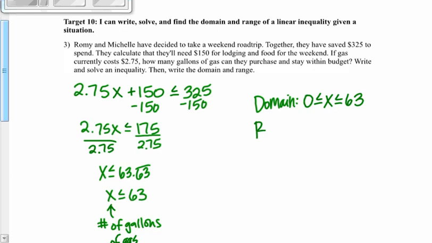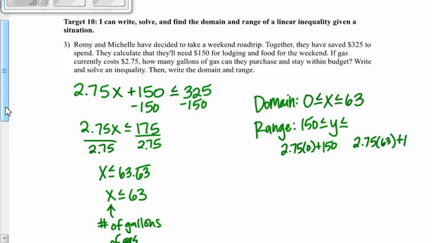Now we're going to write the range. So how much could they spend? So looking back at that expression, if they purchased 0 gallons of gas, they still have that $150 that they're going to have to spend on lodging and food. But they could also go all out, spend the maximum amount of money by purchasing 63 gallons of gas. And so I'm plugging this into my calculator. So 323.25.